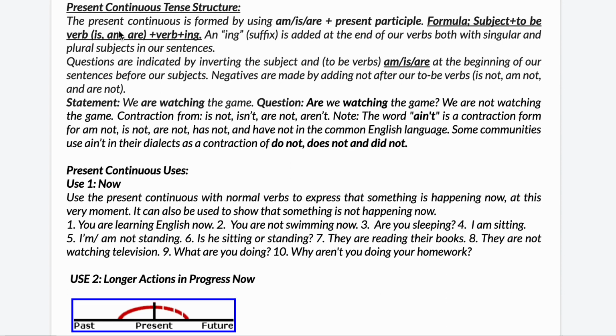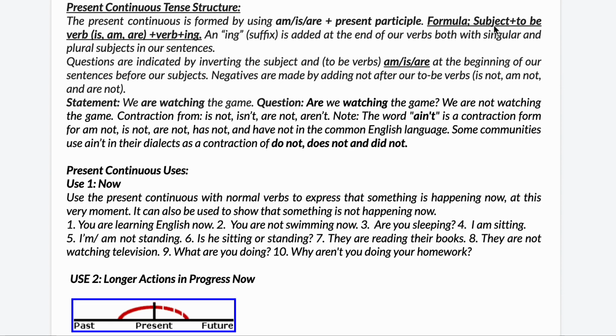It clearly says that the present continuous is formed by using am, is, are. These are helping auxiliary verbs. Some people call them to be verbs. We use these to show existence. Also, we use them in our present continuous sentences to talk about the ing form of our verb. So this is the formula: am, is, are plus present participle.